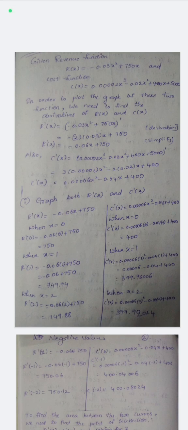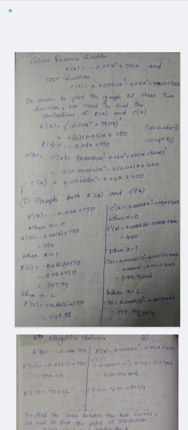Once we have both values, we are going to substitute values for x, like 0 or 1. Once you substitute those values, you will get the x value. We got the revenue function and the cost function values.